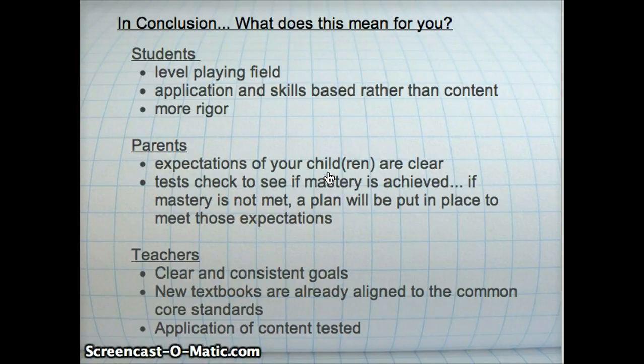Parents, expectations of your children are very clear and outlined in the standards. Tests check to see if mastery is achieved, and if mastery is not met, then a plan will be put in place to meet those expectations. Teachers will be given clear and consistent goals from these standards. What's a nice thing is new textbooks are already aligned to the Common Core standards, and application of content is tested.